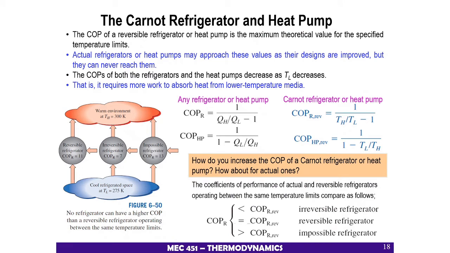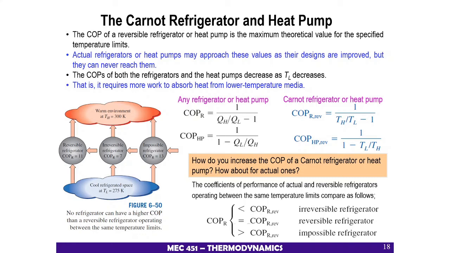Carnot refrigerator and heat pump. The COP, coefficient of performance, of a reversible refrigerator or heat pump is the maximum theoretical value for the specified temperature limits. Actual refrigerators or heat pumps may approach this value as their designs are improved, but they can never reach it. The COP of both the refrigerator and heat pump decreases as your low temperature decreases. That is, it requires more work to absorb heat from a lower temperature medium.